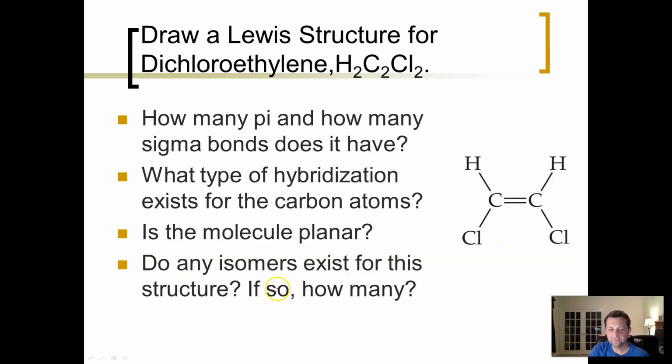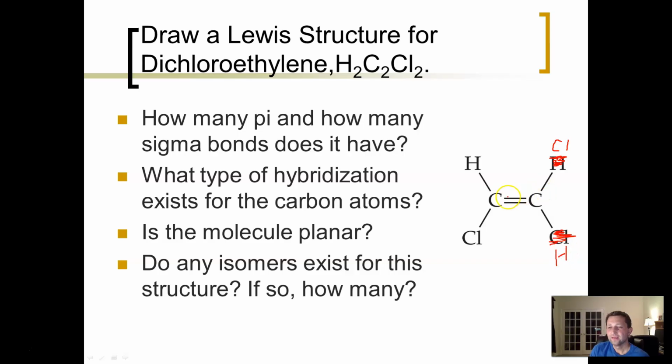Do any isomers exist for this structure, and if so, how many? Well, remember, an isomer is when you have a different actual structure, okay? So I could take this chlorine over here and actually move it up here, all right? So I can make this a chlorine and move that hydrogen down here.